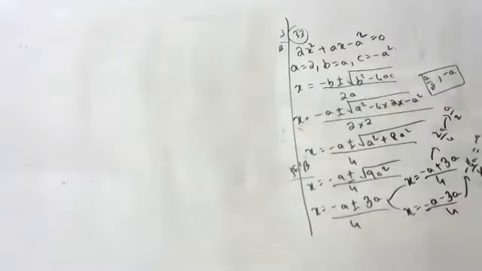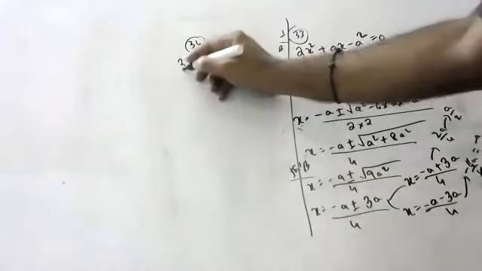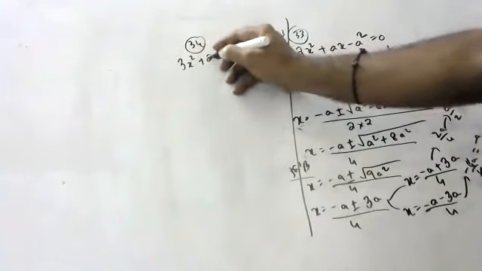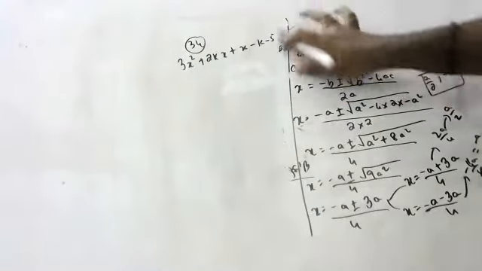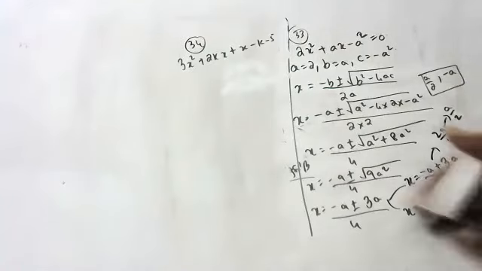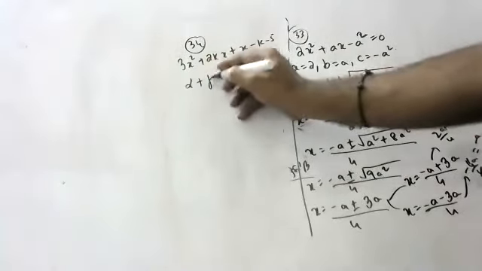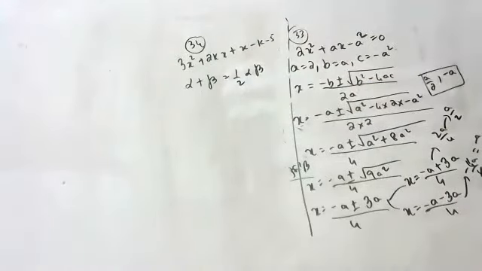Okay, children, next, 34th question. Find the value of k: 3x square plus 2kx plus x minus k minus 5. Find the value of k such that the sum of the zeros is half of their product.